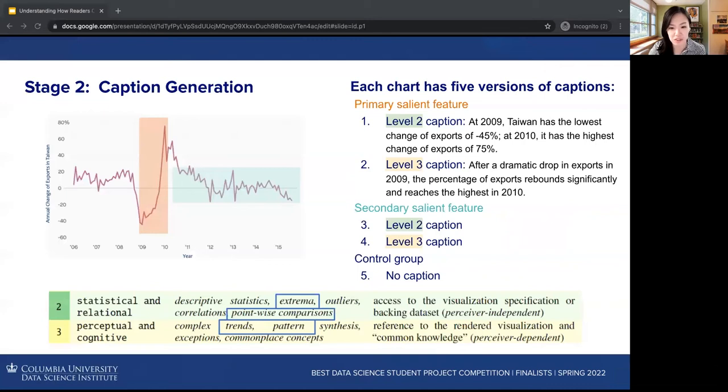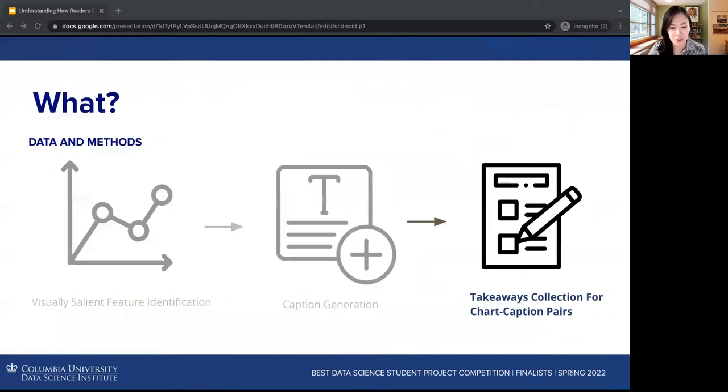For each chart, we have 4 or 5 versions of captions: a level 2 and a level 3 caption for the primary salient feature, a level 2 and a level 3 caption for the secondary salient feature, and a no caption version for the control group. Then Hazel will take over and talk about the 3rd stage, takeaway collection for chart caption pairs.